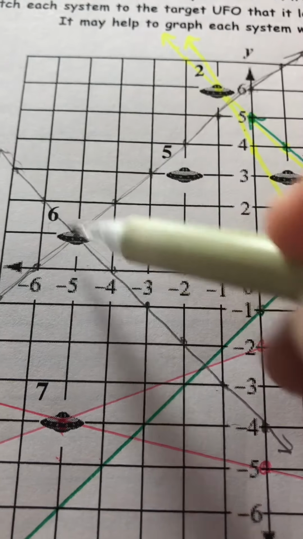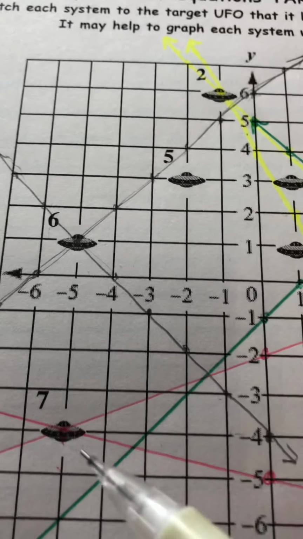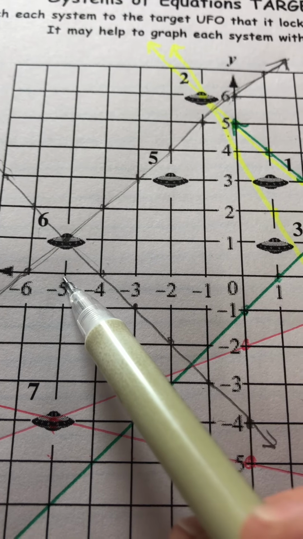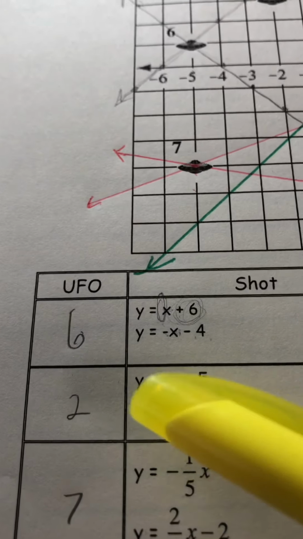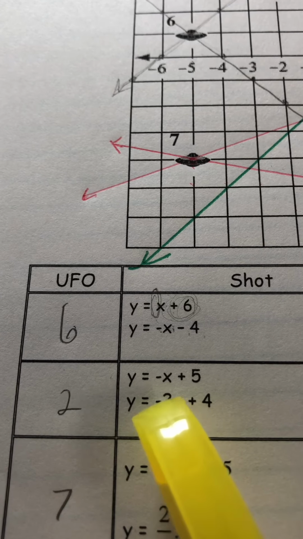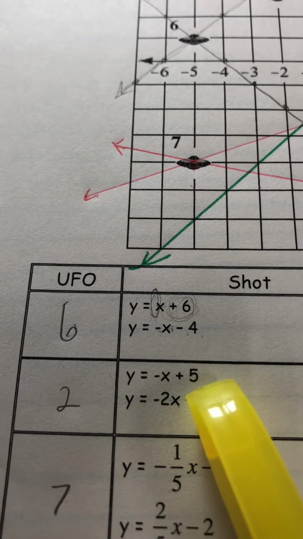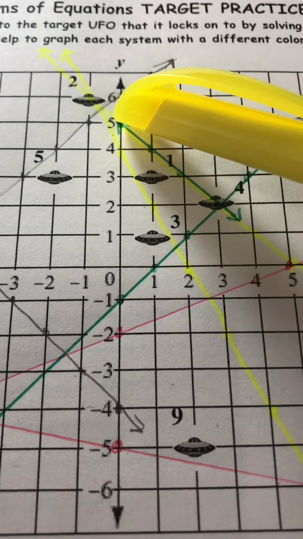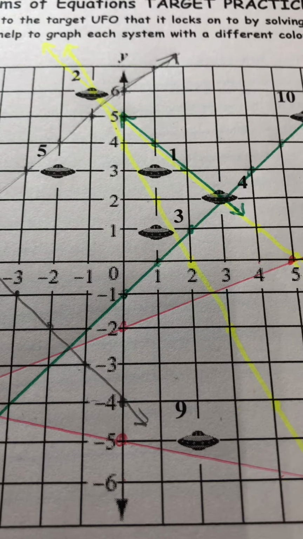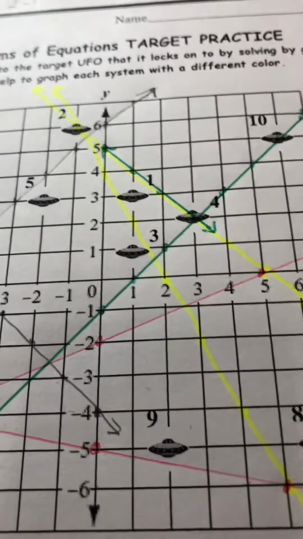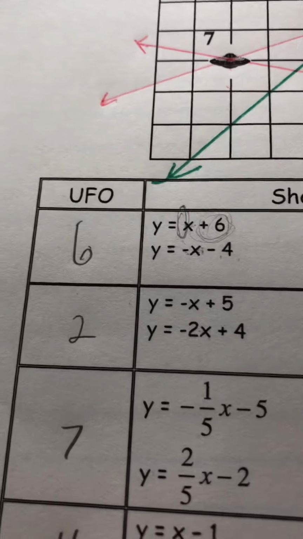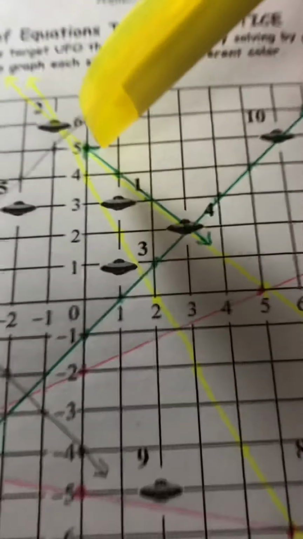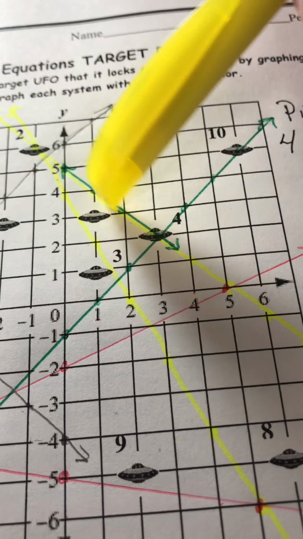These two lines in pencil cross right here on UFO number 6, which would be coordinates negative 5, 1. So it's UFO 6. That's how you do it. Okay, I used the highlighter for this one. You can see where I started at +5. This one's green also. You'll see this one repeated in a couple more problems. It's down 1 over 1 because it's a negative x. So I started at 5, down 1 over 1, and I just made my line.